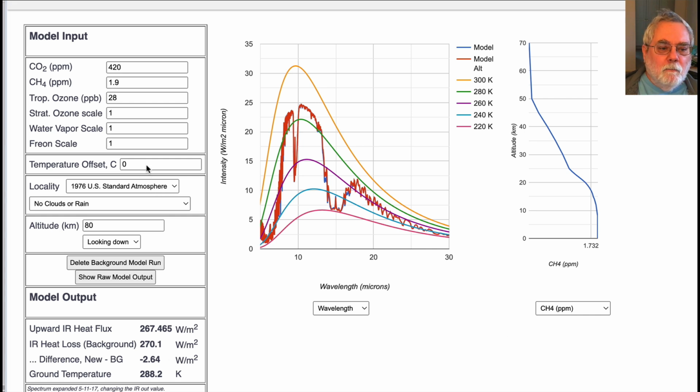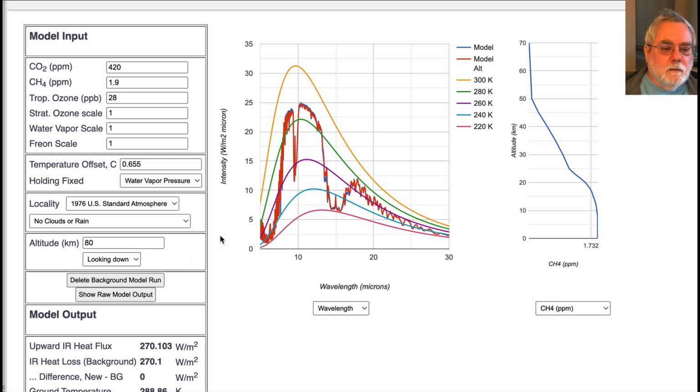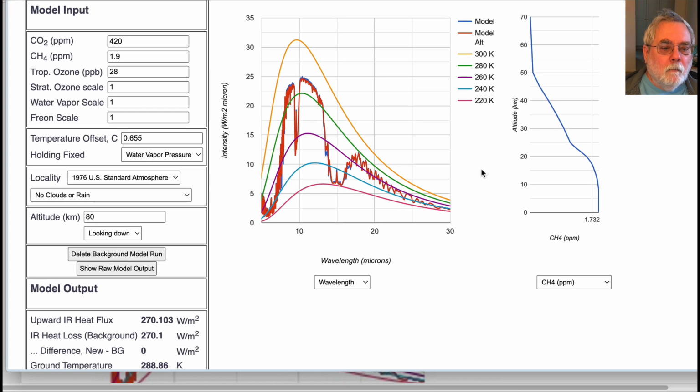Next, I will manually adjust the temperature offset to get equal heat flux for the 2022 concentrations and the pre-industrial concentrations. So I want to put in a value for temperature offset that will make the difference go to 0. And I'm going to put in 0.655 Celsius temperature offset. And the difference went to 0.